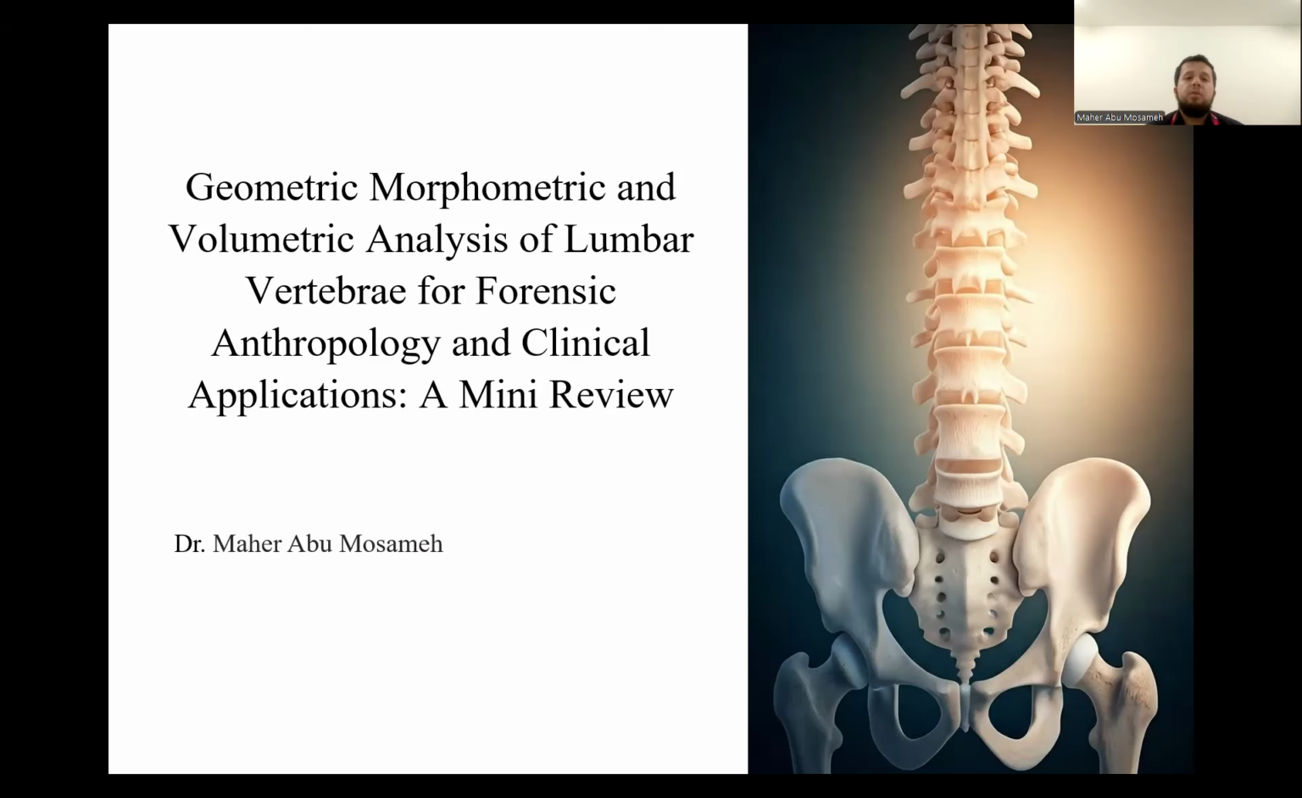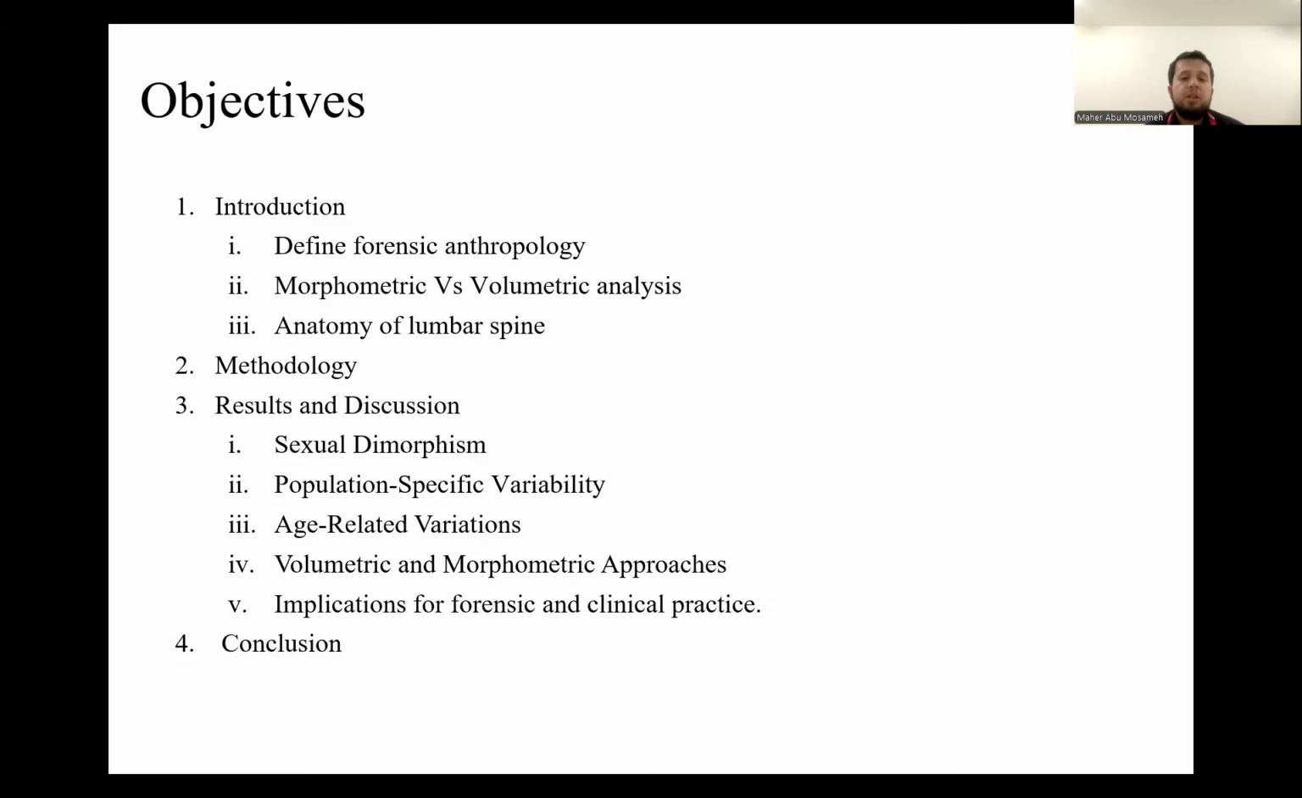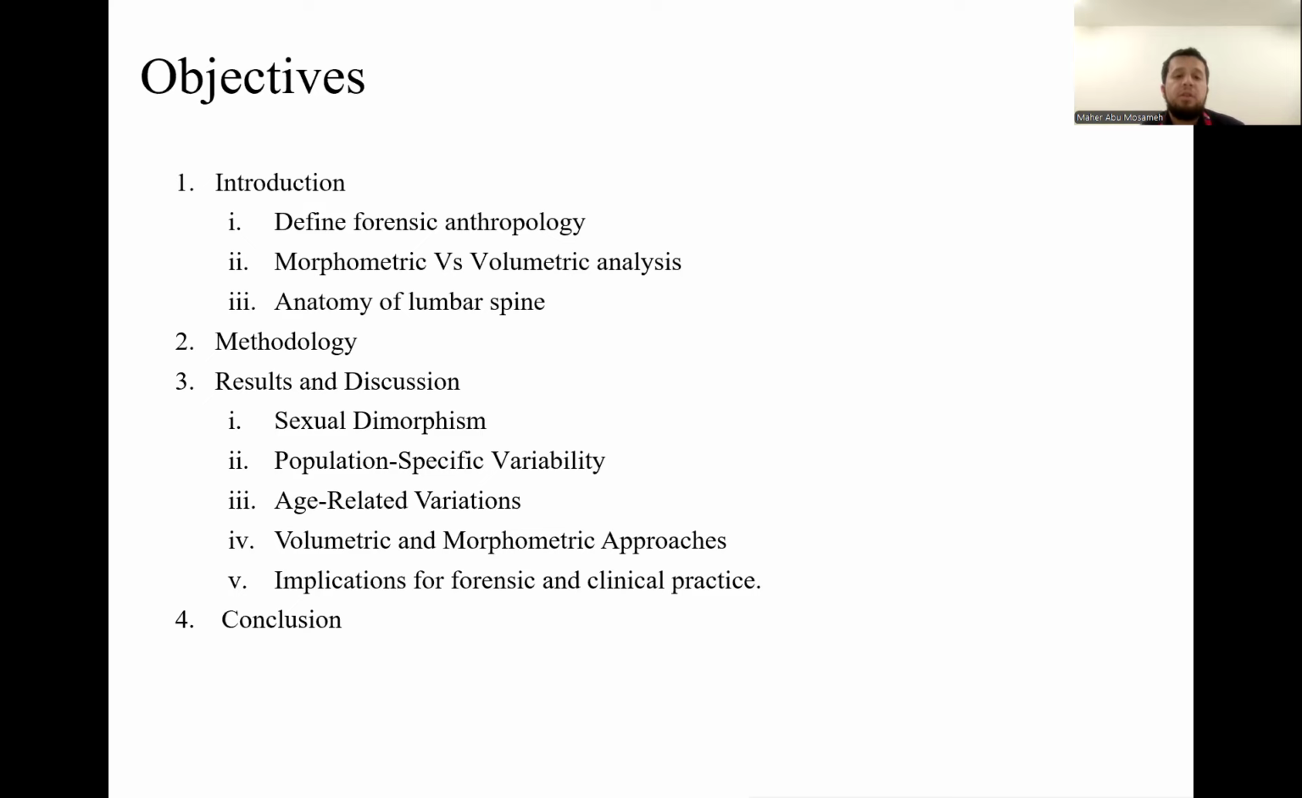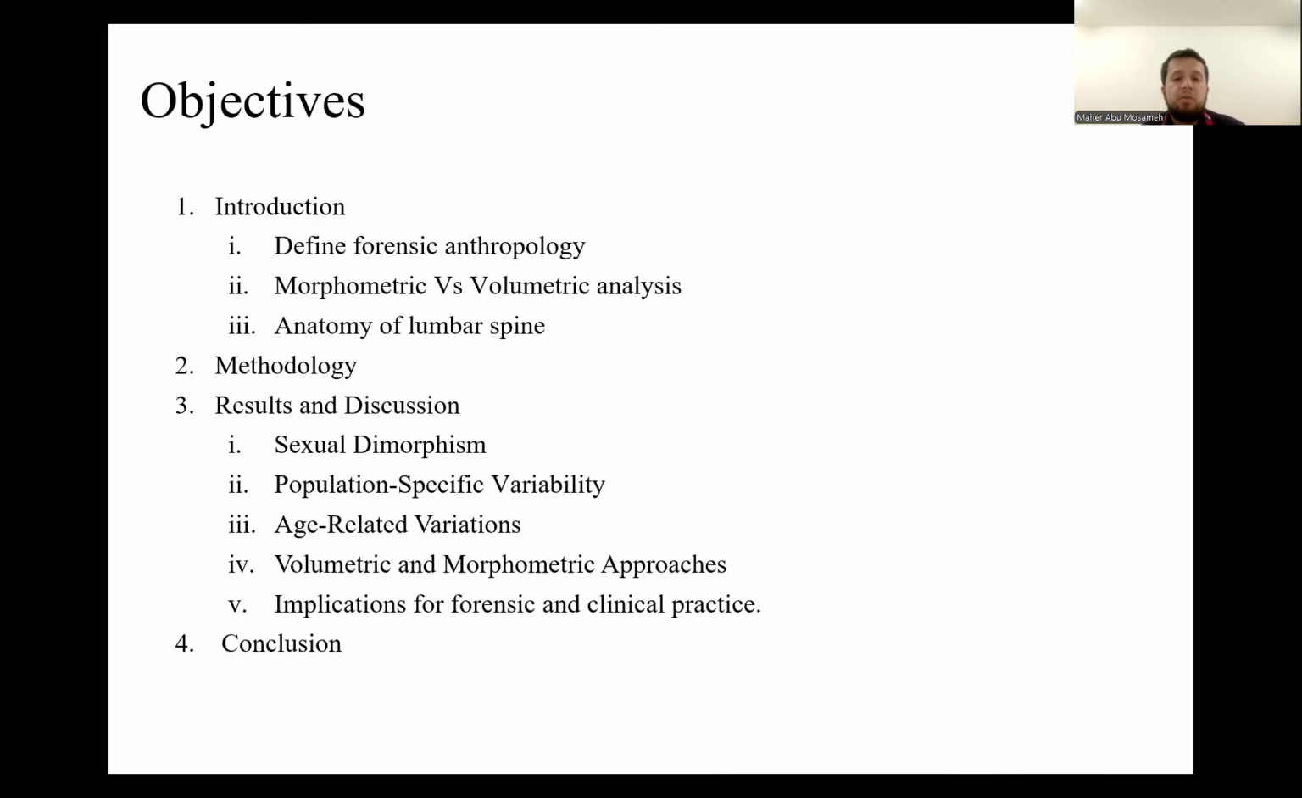The objective of our topic is to explain what is forensic anthropology and to clarify the differences between geometric, morphometric, and volumetric analysis. I will be discussing the anatomy of the lumbar spine and the methodology that I used in my review, focusing on how sex, population, and age can affect the vertebral characteristics.